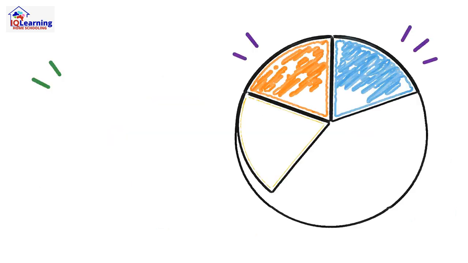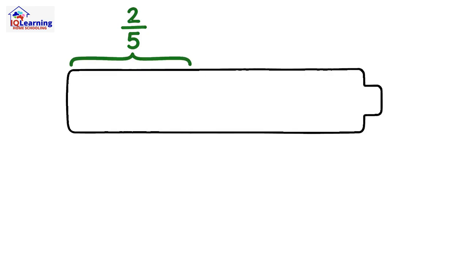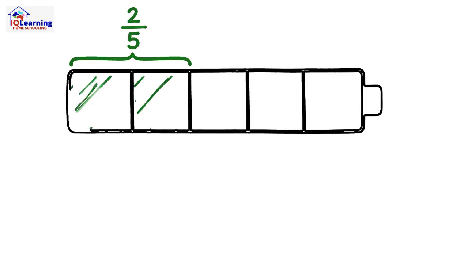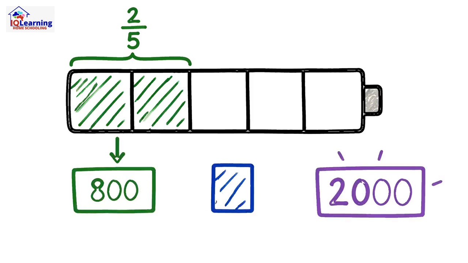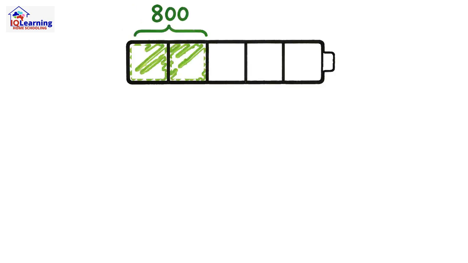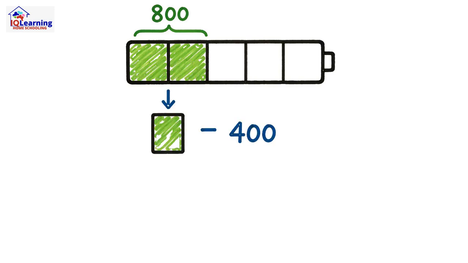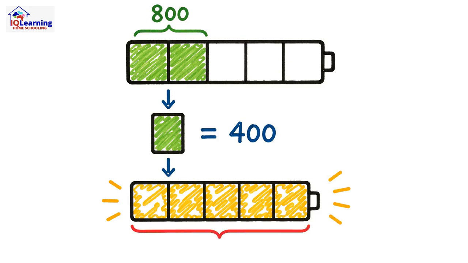Some problems work in reverse. They give you a part and ask for the whole. If 2/5 of a battery is 800 units of power, how big is the whole battery? The strategy is to find the value of one single part. If 2 parts are 800, then 1 part must be 400. That means the whole battery, all 5 parts, is 2000. You're working backward from a clue.